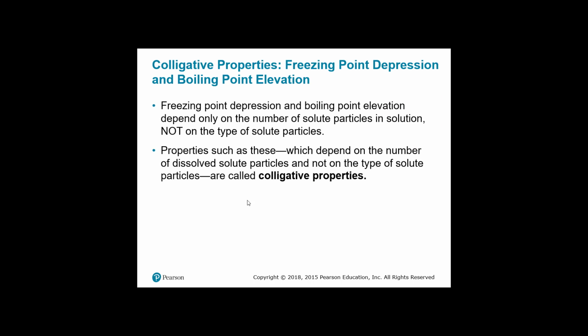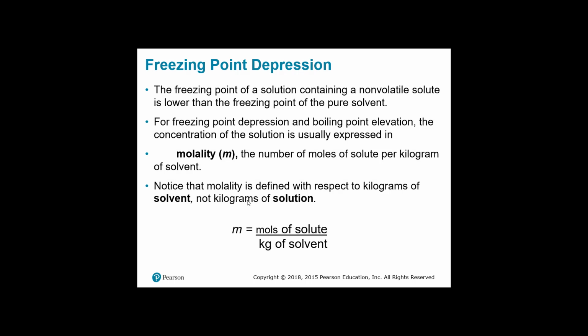So freezing point depression and boiling point elevation depend only on the number of solute particles in the solution. Why? Because the more particles that are there, the more they can block the water molecules from coming together, breaking the intermolecular forces, or the attractions. So these are colligative properties, which depend on the number of dissolved particles and not necessarily the type of particles. Freezing point depression of a solution contains a non-volatile solute to lower the freezing point of a pure solvent. This is where we're going to use little m, for molality. This is not molarity. Molarity is a capital M.